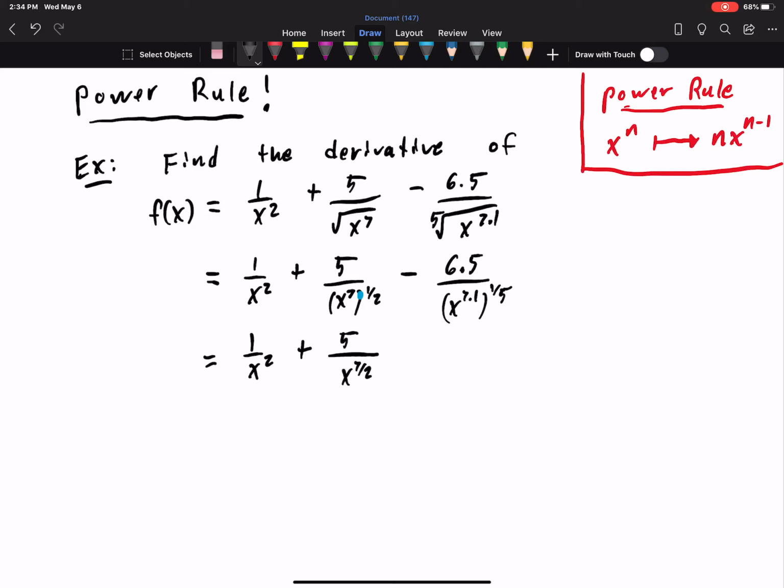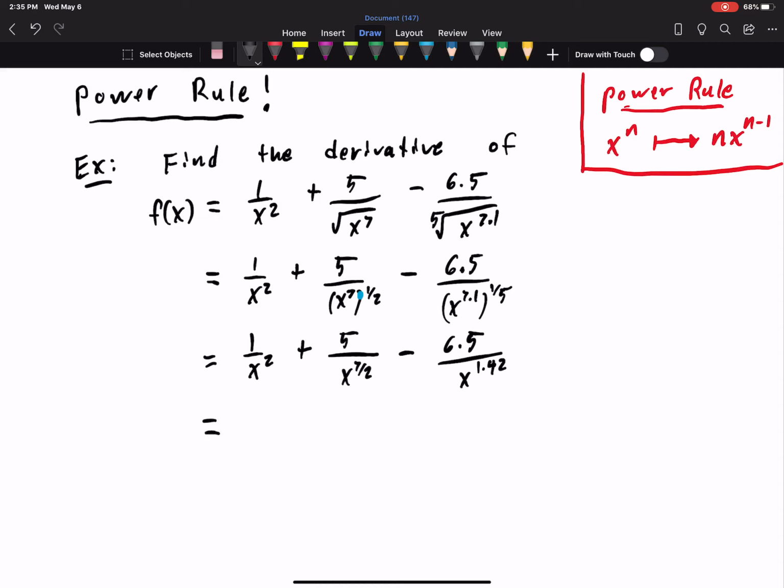All right. So then we have 6.5 over, okay, now x to the 7.1 times 1/5. So we need 7.1 times 1/5. So what does the calculator give us? That's the same thing as 7.1 divided by 5. And my calculator gave me 1.42 in the exponent. All right? Hopefully you got something similar.